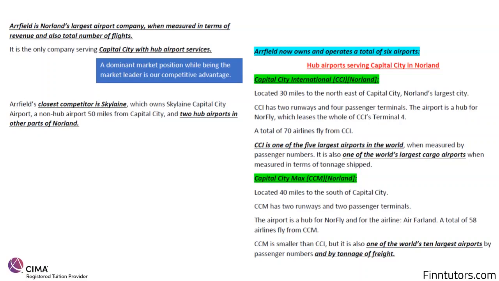CCM is smaller than CCI, but is also one of the world's 10 largest airports by passenger numbers and by tonnage of freight. So CCI is one of the 5 largest airports in the world. CCM is one of the 10 largest airports in the world by passenger numbers and by tonnage of freight. So if you look at the top 10 largest airports of the world, 2 of them are owned by you. See how much dominance you have in this market.